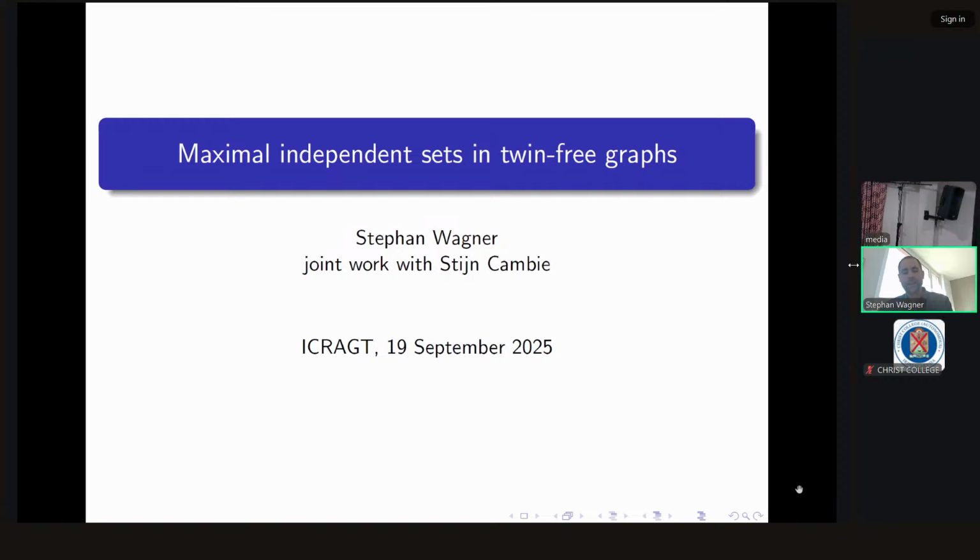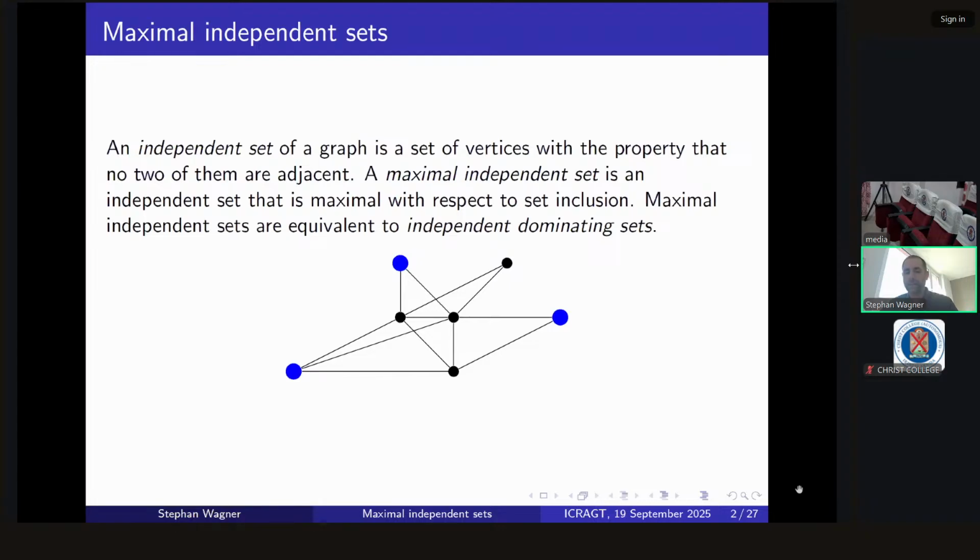To give you a little bit of background, first I should say what a maximal independent set is, of course. An independent set of a graph is simply any set of vertices with the property that no 2 of them are adjacent, like in the graph I've shown here. The 3 blue vertices form an independent set because no 2 of them are adjacent. Now, such an independent set is called maximal if it's maximal with respect to set inclusion, so there is no larger independent set that contains it.